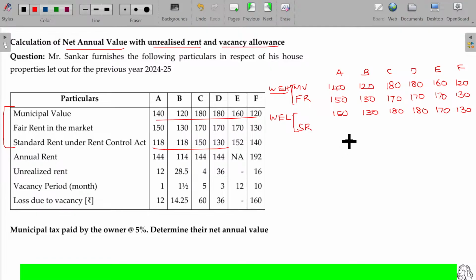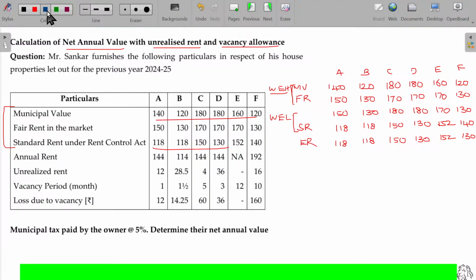Standard rent in this case being 118, 118, 150, 130, 152, 140. Between these two, whichever is lower: 118, 118, 150, 130, 152, 130 is the expected rate.